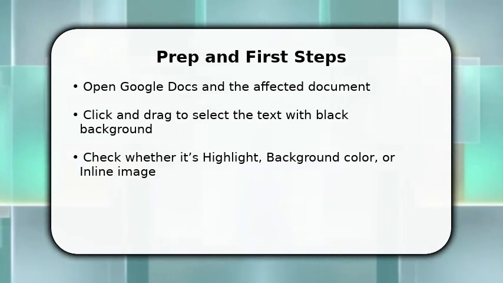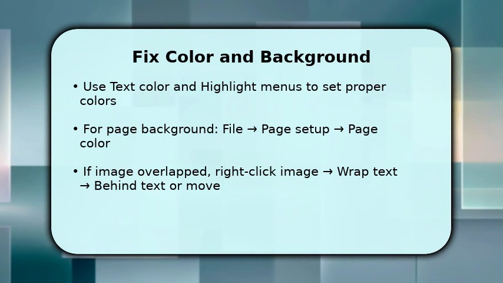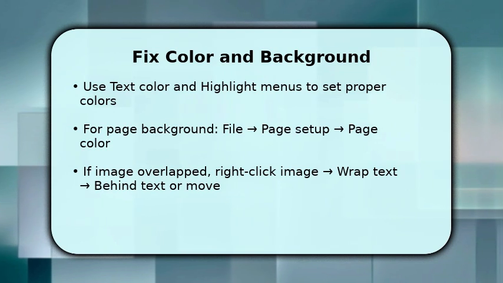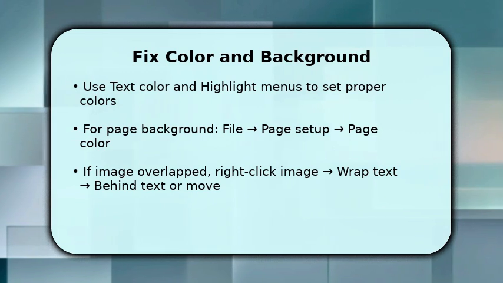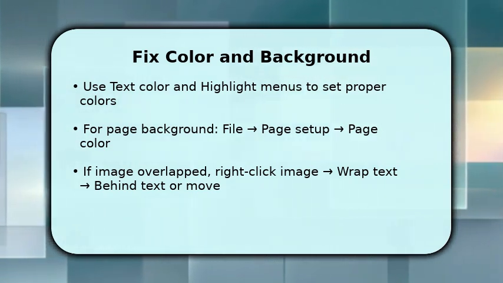Now that formatting is cleared, change the text color and highlight. With text still selected, open text color and choose black or your desired color, then open highlight and choose None to remove highlight. If the issue is the page color, go to File, Page Setup, and set the page color to white or default. Apply to the document.